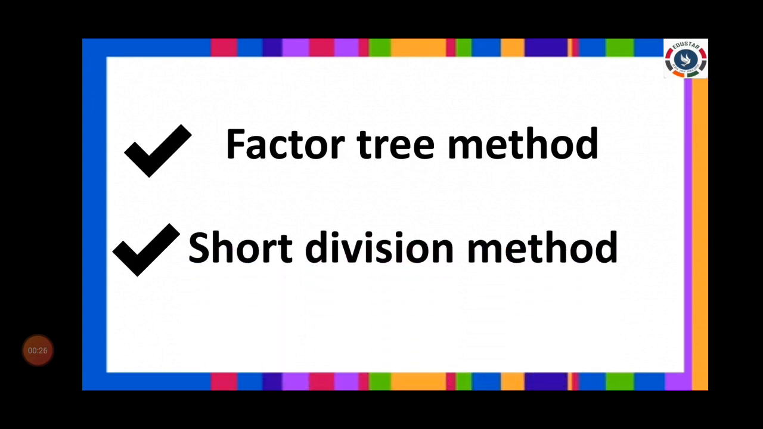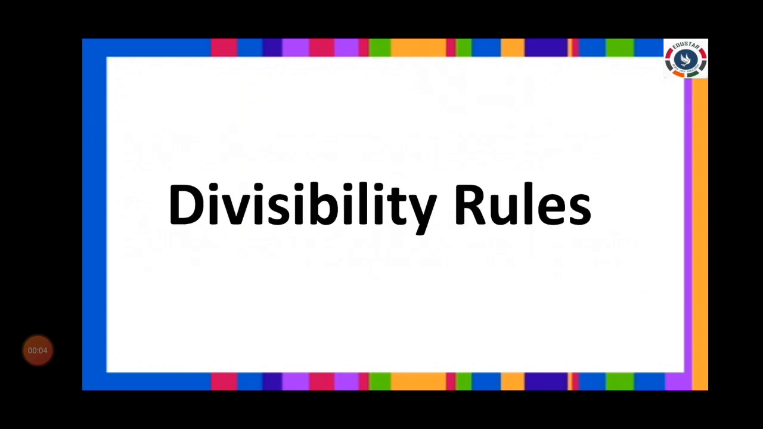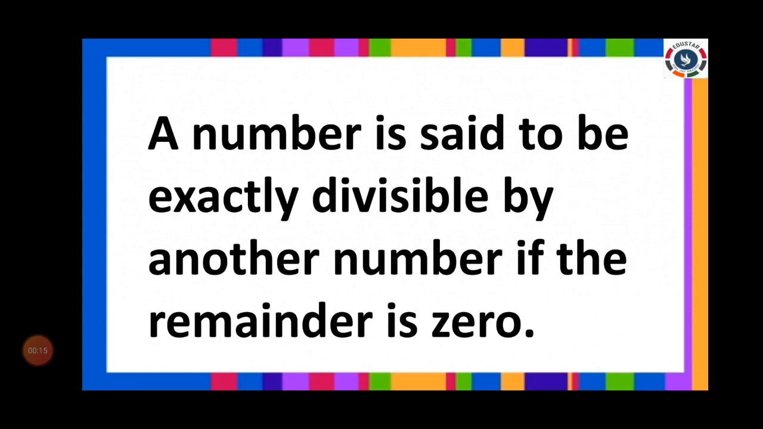Today we are going to learn about divisibility rules. This is very useful for us for upcoming topics. First, I am going to explain what we mean by divisibility rules. A number is said to be exactly divisible by another number if the remainder is 0.